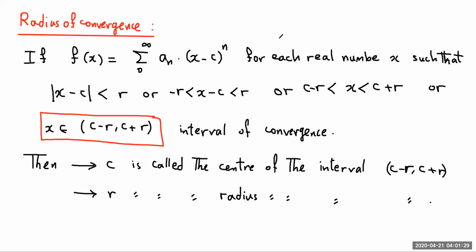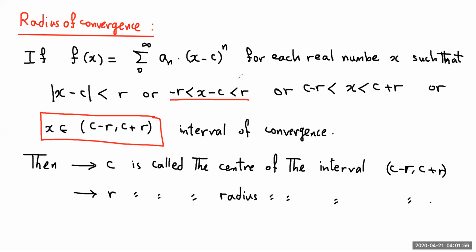Radius of convergence of a power series. Let's suppose that the function f(x) is equal to the power series sum of a_n (x - c)^n for each real number x such that the absolute value of x - c is less than R. This means x - c is between -R and R.